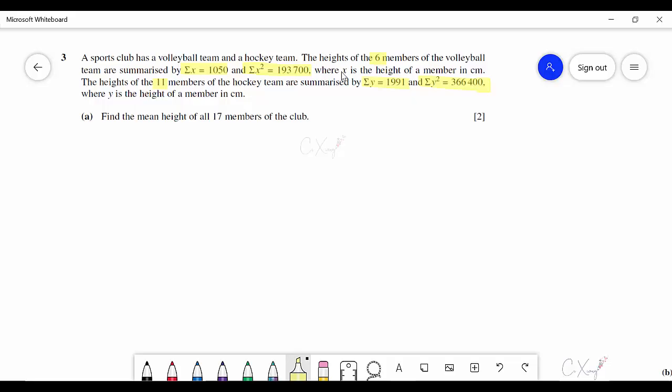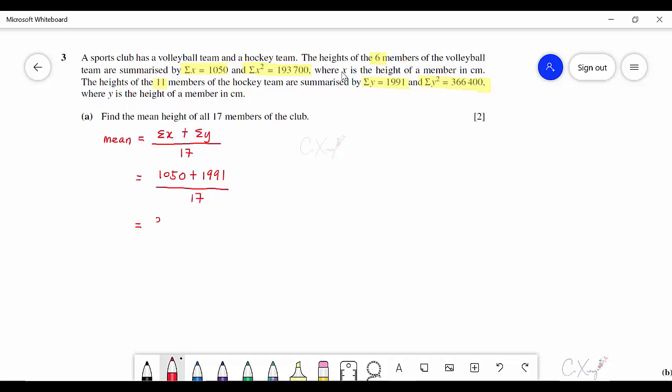All right, and then first of all, they want you to find the mean height of all 17 members of the club. So if they want to find the mean for both groups, you need to actually combine the data for both teams. That means to find the mean, you need the summation of x plus the summation of y, so that you find out the total height for all the 17 members, and then divide by 17. Okay, so I think this is quite straightforward. Right, so the summation of x will be 1050 plus the summation of y, 1991, divided by 17.